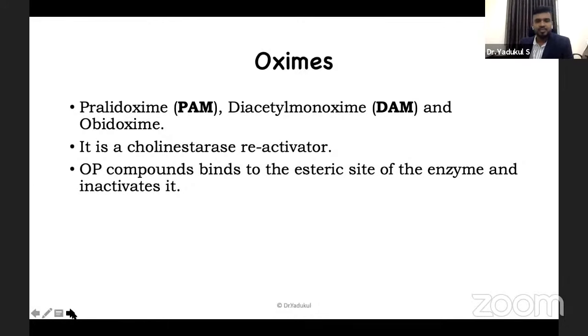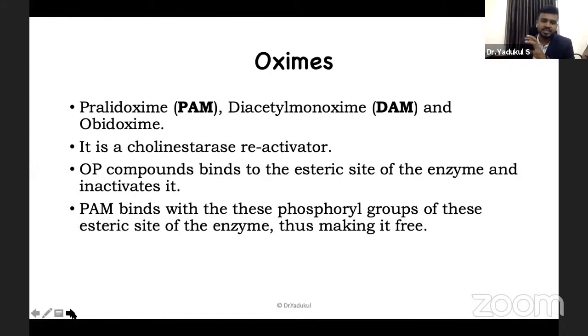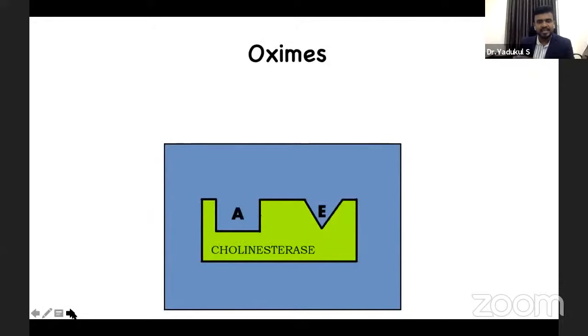The OP compounds bind to the esteric site of the enzyme and inactivate it. This we all know. What oximes do is bind with the phosphoryl group of this esteric site of the enzyme, thus making it free. For you to understand, I have made a simple video. See here, this is the cholinesterase enzyme. It has two sites, anionic site and esteric site.